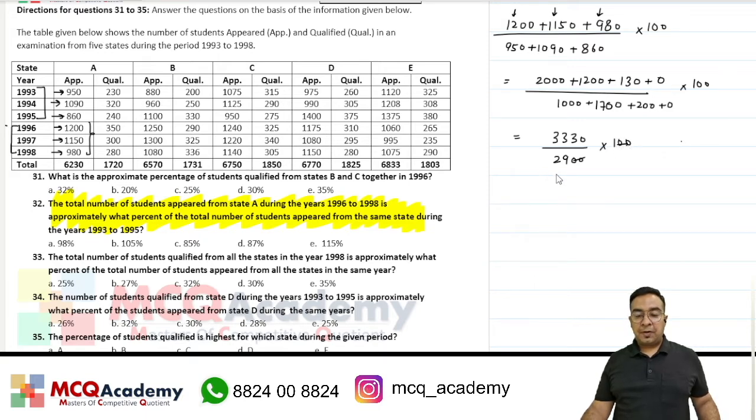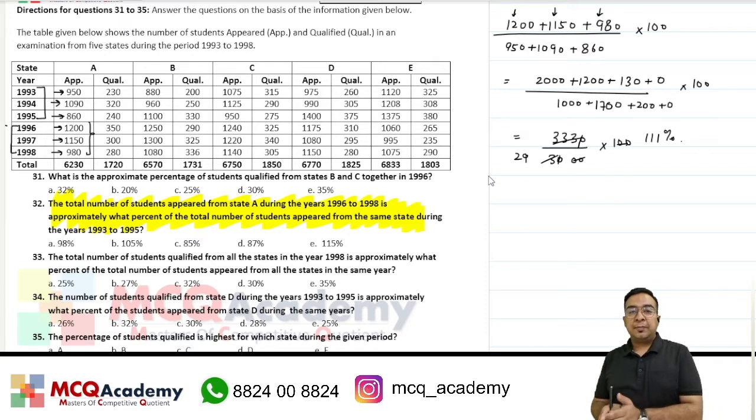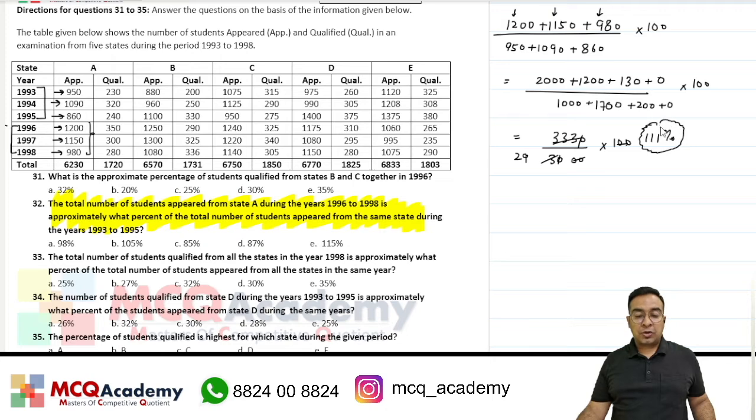नाउ फॉर द पर्पस ऑफ अप्रोक्सीमेशन हम लोग 29 को यहाँ पे कन्वर्ट कर देते हैं. 30 में कैंसिल आउट किया, दिस वैल्यू कम्स आउट टू बी 111%. नाउ ध्यान रखिएगा, हमने अपने डिनोमिनेटर को 29 से 30 में कन्वर्ट किया फॉर द पर्पस ऑफ अप्रोक्सीमेशन, यानी डिनोमिनेटर को बड़ा किया है, विच मीन्स कि ये आंसर हमारे ओरिजिनल आंसर से छोटा है. Therefore, original answer will be greater than 111%. The only option that we can therefore mark as our answer is option number E, that is 115%.